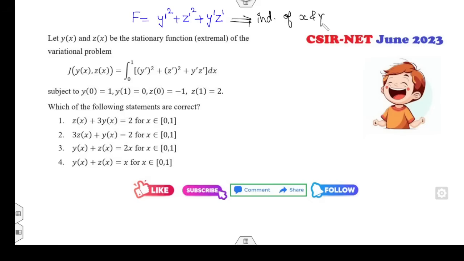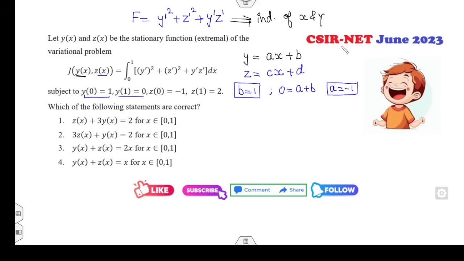If it is independent, then what could be the solution? The solution is ax plus b. The solution corresponding to z will be cx plus d. Now you can substitute into the equation. Y of 0 is equal to 1, that implies b is equal to 1. Y of 1 is equal to 0, that means 0 is equal to a plus b, that implies a is equal to minus 1. So your solution will be y is equal to minus x plus 1.